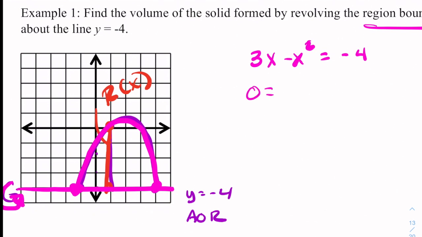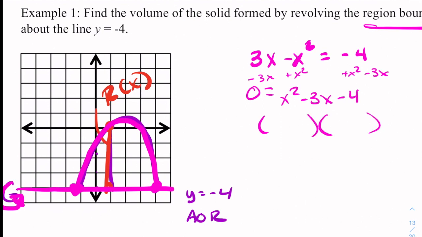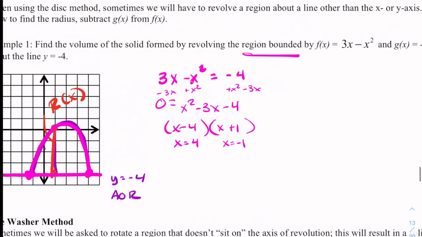These are my two things that I want to solve for. So I'm going to set that equal to 0 by moving x squared and 3x to the other side. So I have x squared minus 3x minus 4 equals 0, which I can easily factor. Numbers that multiply to -4 and add to -3: -4 and +1. So my intersection points are 4 and -1. Now that I have my intersection points, I'm going to find my radius. So what I want is my upper function minus my lower function. Let's do that in red.